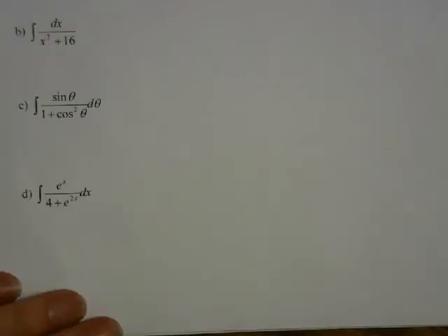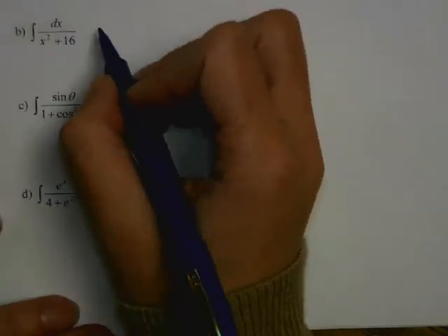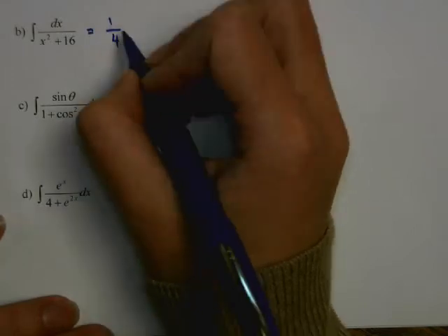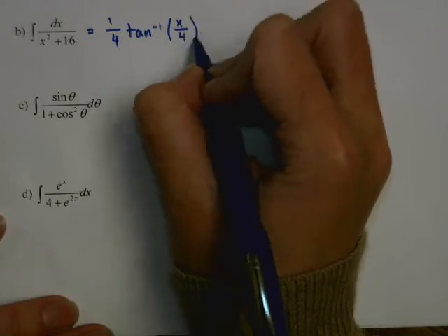That'd be another note card. Right? So this is equal to x squared plus a squared, where a would be 4. So this will be 1/4 times the tangent inverse of x over 4.